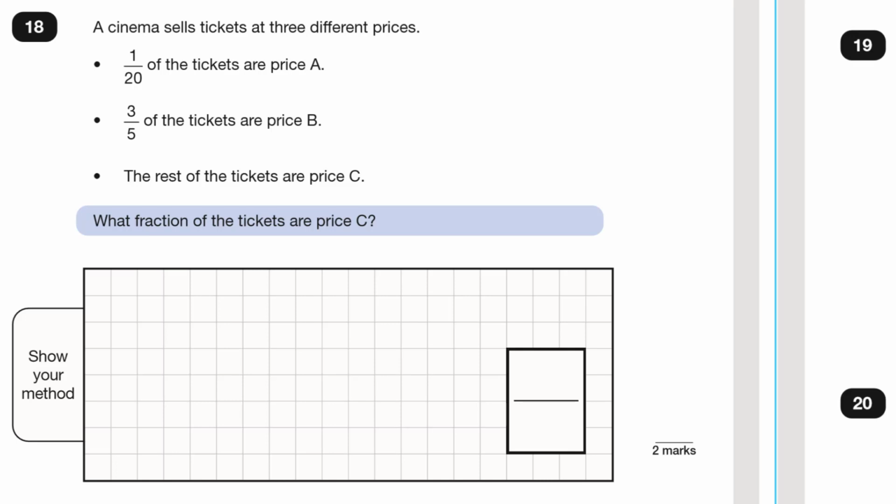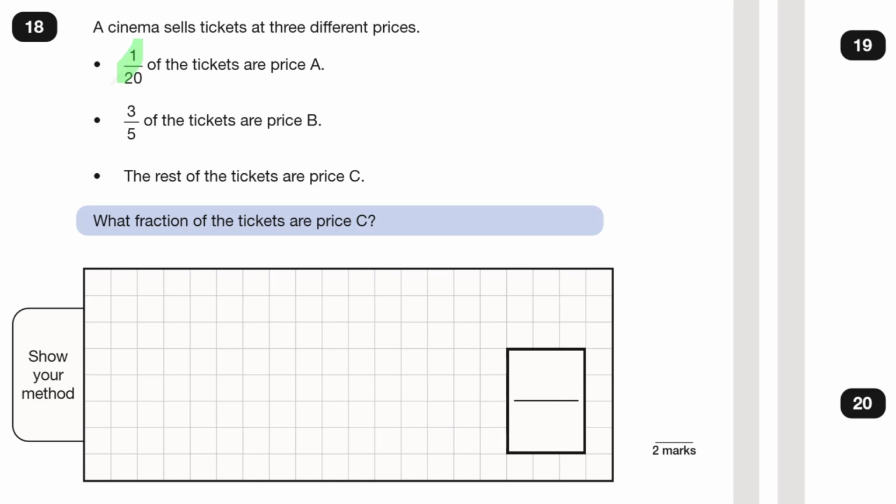Question 18. A cinema sells tickets at 3 different prices. 1/20th of the tickets are price A, 3/5 of the tickets are price B, the rest of the tickets are price C. What fraction of the tickets are price C? So here we have a fraction question in a word problem. So it's the same skill as when you're doing fractions in your arithmetic paper, but you're having to sort of figure out what calculation you need to do.